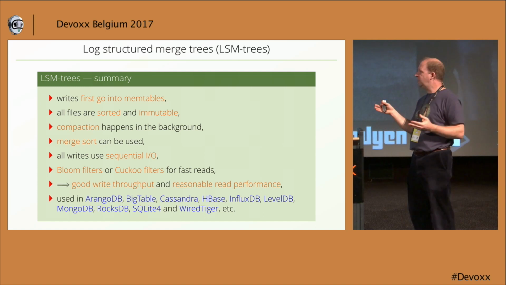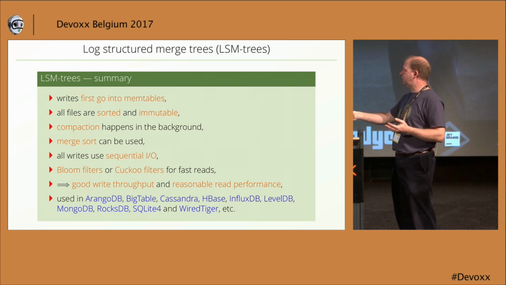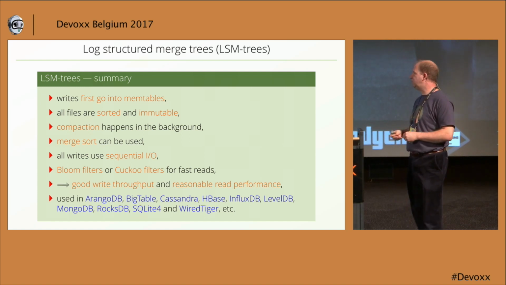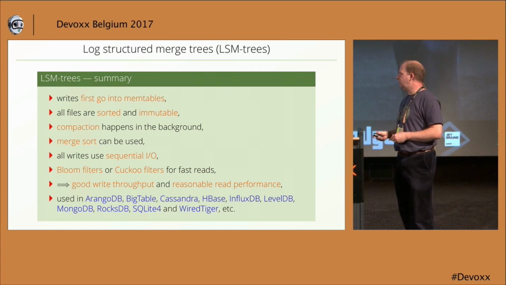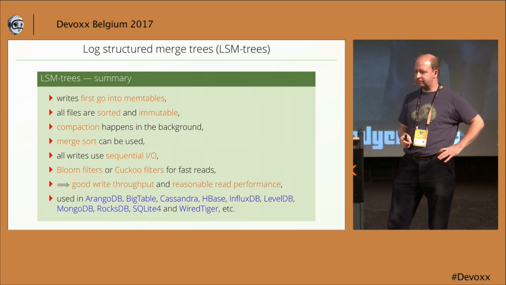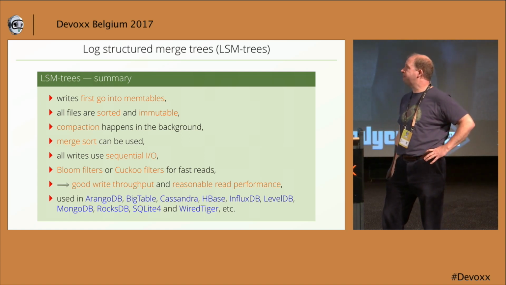Because these are nice, they're used all over the place. We use them in ArangoDB, but also Bigtable, Cassandra, HBase, InfluxDB, LevelDB. LevelDB was maybe the first one implementing that. And RocksDB is a fork of that done by Facebook. But also nowadays WiredTiger, SQLite 4, and MongoDB, because they use the WiredTiger engine. They all use this technology, and so it's fundamental for modern data stores.